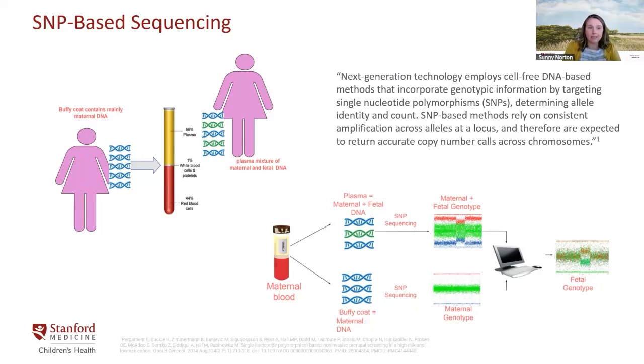And the main difference between these two platforms is that they can sometimes give us slightly different results or information. So with SNP-based sequencing, we can get a screening result for triploidy, which we cannot get with the other technology. Sometimes we are able to differentiate if a specific abnormality might be maternal or fetal. And with SNP-based sequencing, we can also determine zygosity in twin pregnancies, which can be helpful in certain situations.